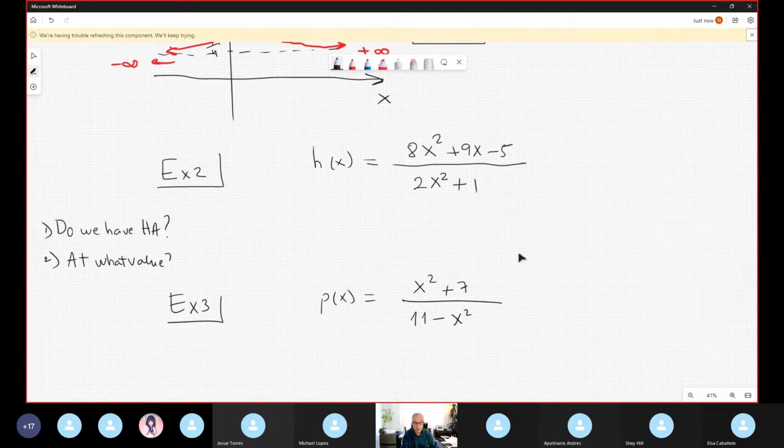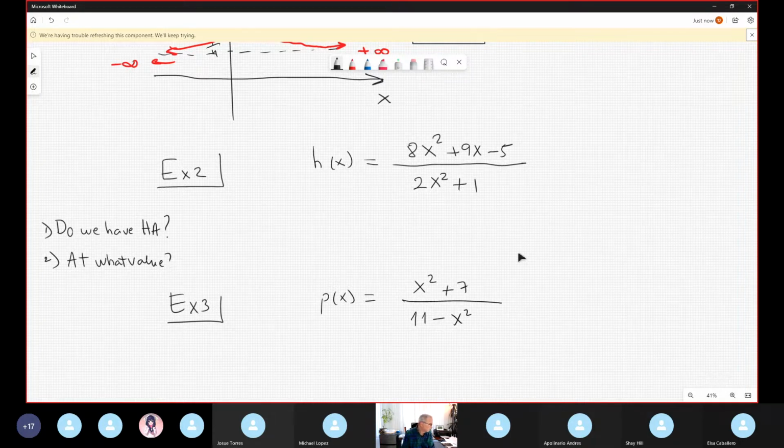Answer the first question in example 2. Do we have a horizontal asymptote or not? Remember, we are doing the analysis of the degree. What is the degree of the polynomial in the numerator? What is the degree of the polynomial in the denominator? Come on, help me. Come on, guys, this is pretty easy.